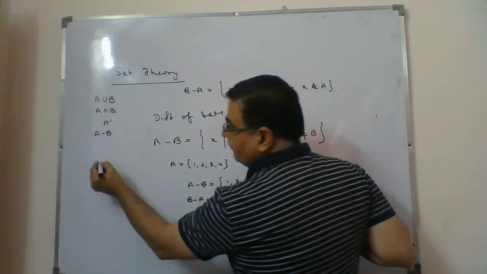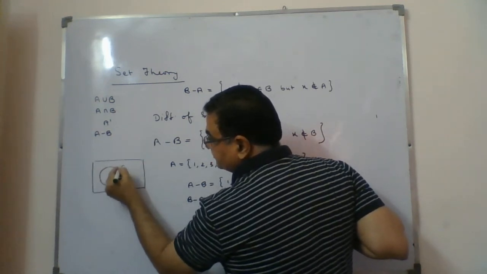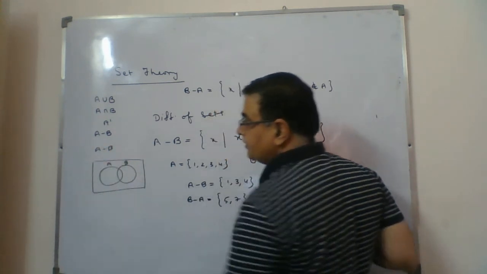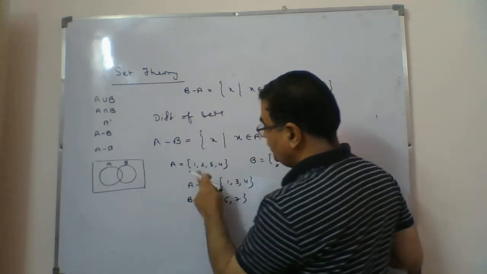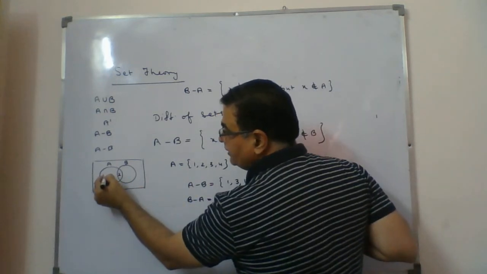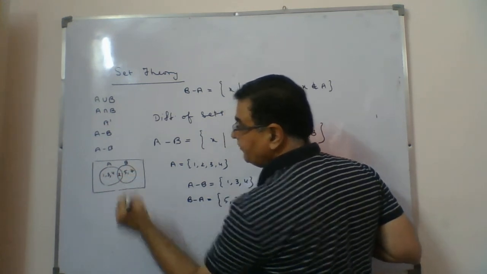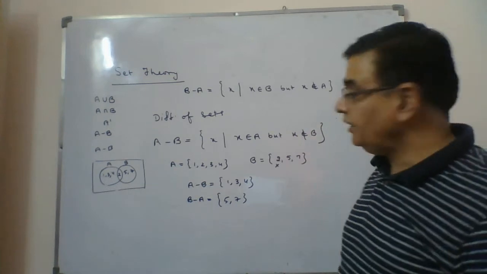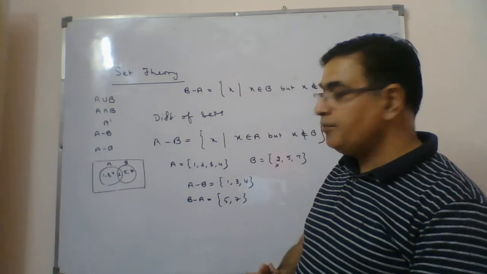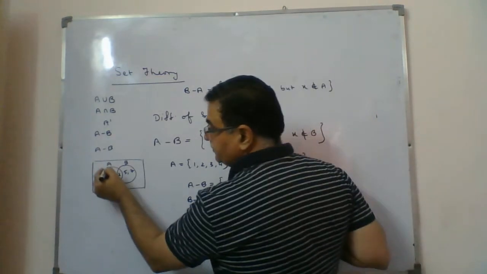If I just make the Venn diagram of it, first A minus B I am taking. When you are taking A minus B, A is 1, 2, 3, 4. 2 will come here. Here it will come 1, 3 and 4. And here it will come 5 and 7. Okay, 1, 3, 4. This is 2, and 5 and 7. When I say A minus B, it means 1, 3, 4. That is this portion only.